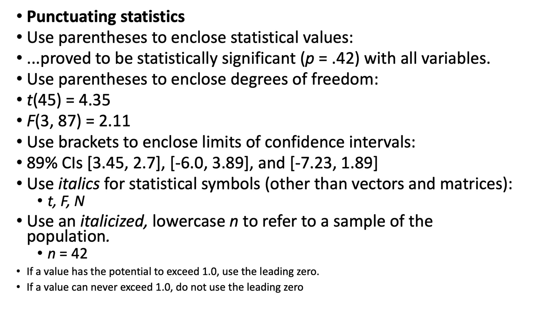Use italics for statistical symbols. That means italicized t, F, p, N, degrees of freedom, all that stuff if you're putting degrees of freedom in there. And use an italicized lowercase n to refer to a sample of the population. So that means your sample size. This is important. If a value has the potential to exceed 1, use the leading 0. If it does not, like our p-values, you do not use leading zeros.